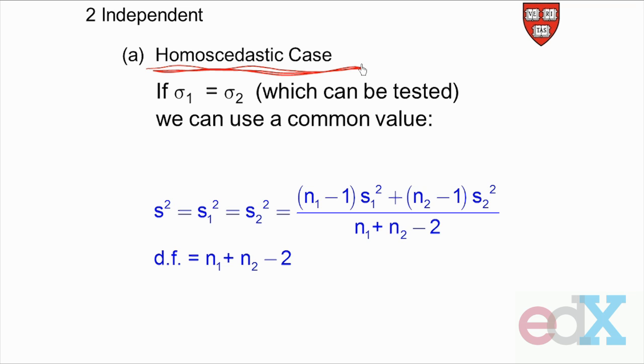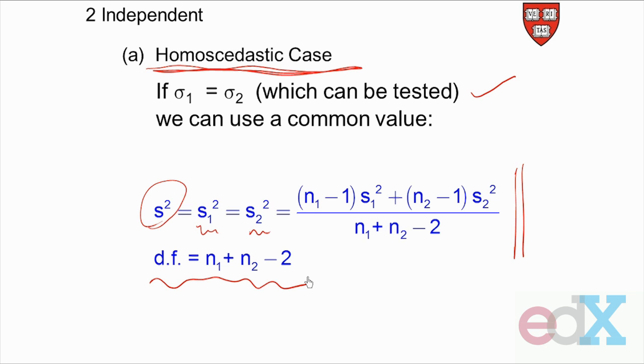Now, first of all, this assumption of whether they're equal or not can be tested, but we're not going to get into that. That's debatable whether you want to test them or not. But if you are in this situation, then what you do is you put s1 squared equal to s2 squared, give them a common value, call it s squared, and here it is. It's a weighted average of those two individual variances, and then your degrees of freedom for your t would be n1 plus n2 minus 2.